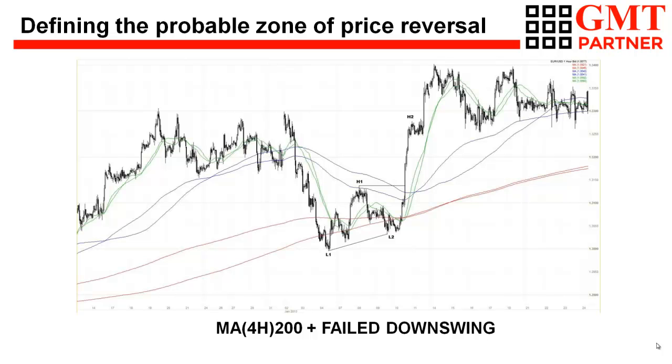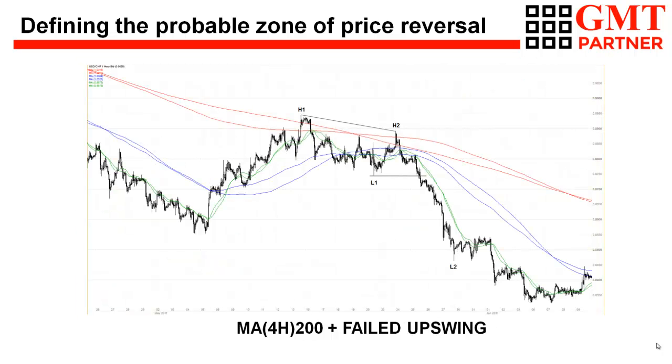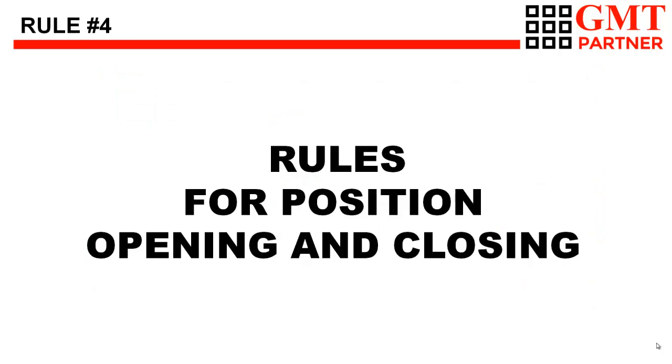On the first slide, you can see an example of a failed downswing and a formal signal of completion of downward correction. On the second slide, you can see an example of a failed upswing and a formal signal of completion of upward correction. So, let's move on to the next rule of the multi-time frame trading strategy. It's time to consider the rules for opening and closing positions.